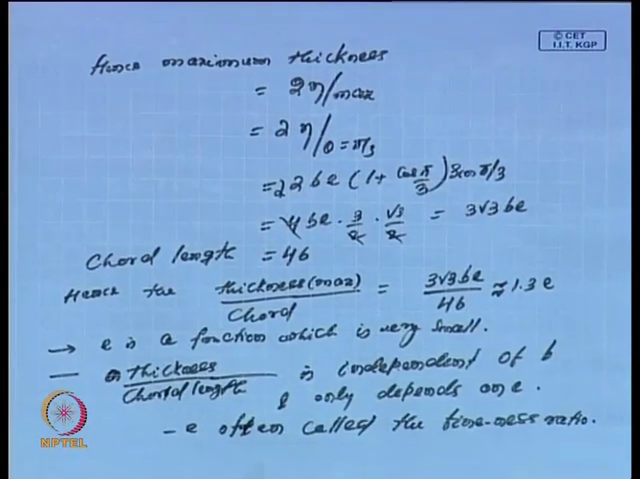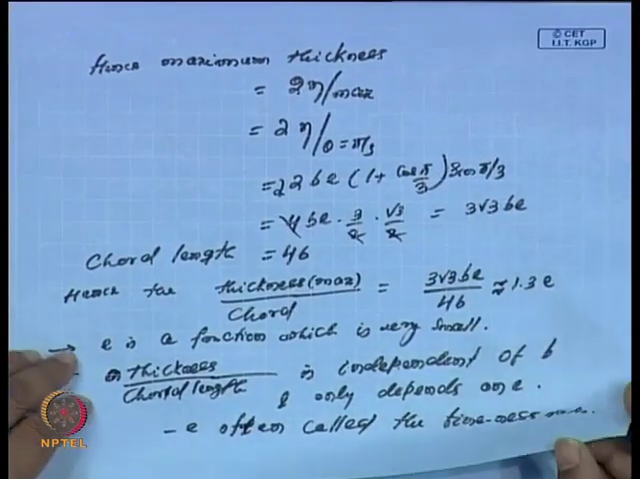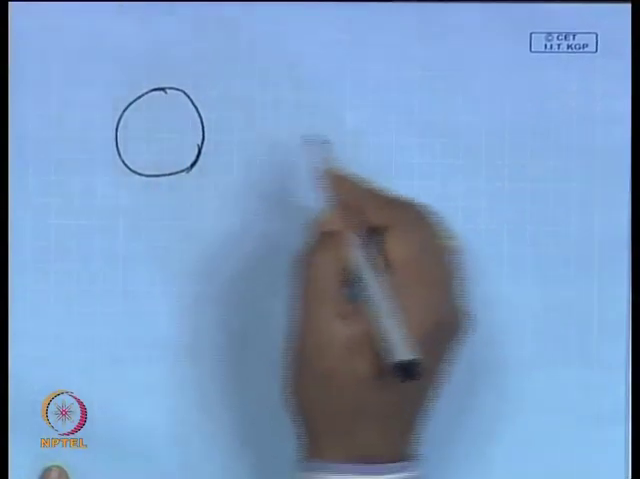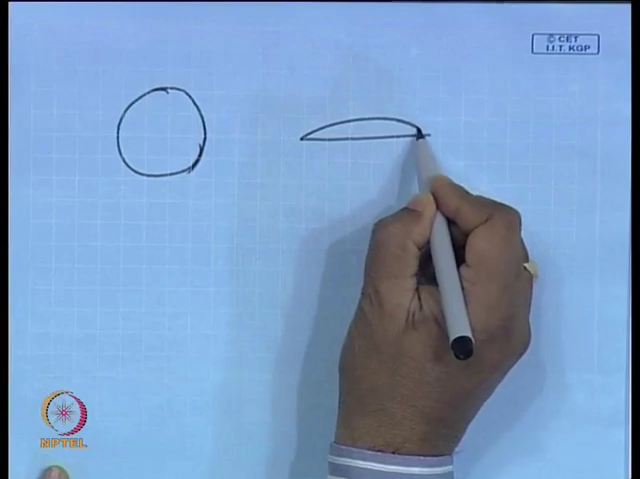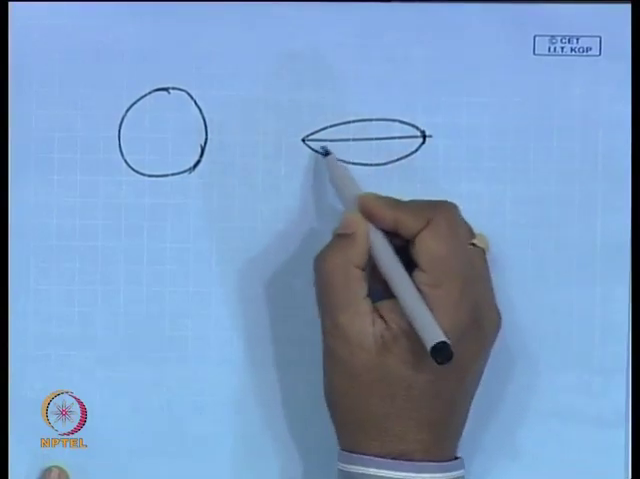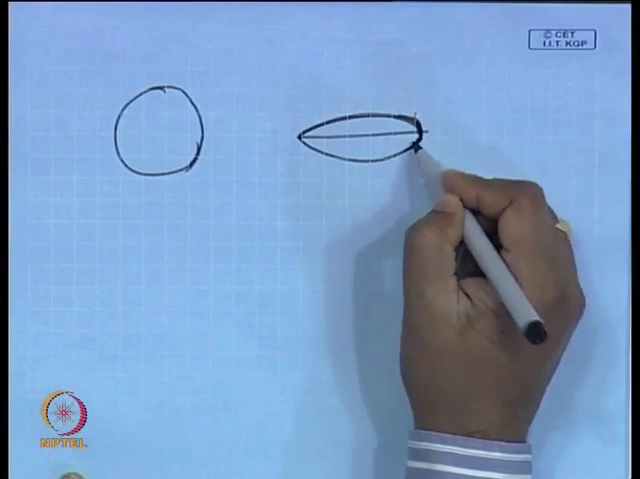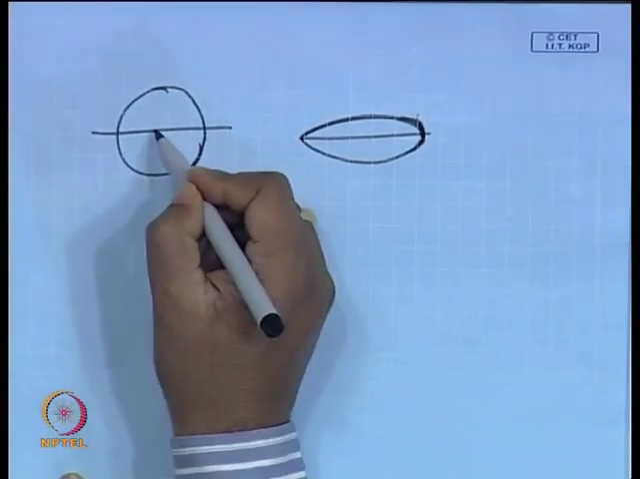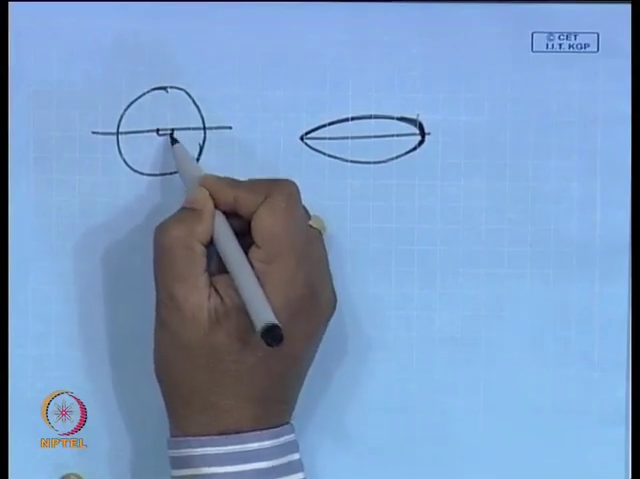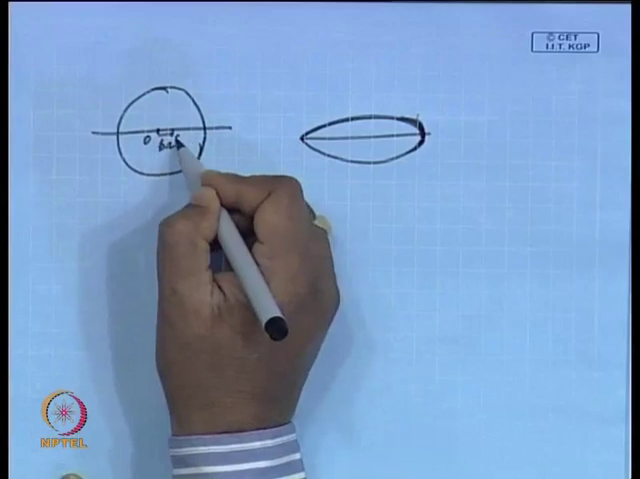So, this is what we have seen today, that by using this Joukowski transformation, we are able to map a circle, a circular cylinder, to a symmetric aerofoil section. Now the question comes, and here what we have done? We have shifted the origin. There is a horizontal shift. That distance is b e. This is the origin, this is the center of the circle.